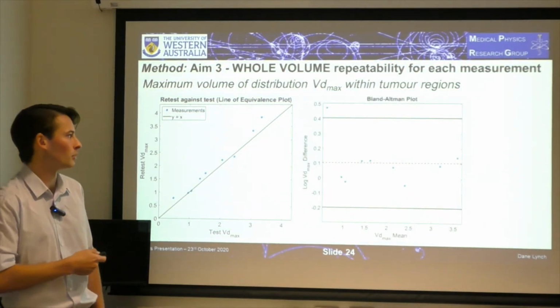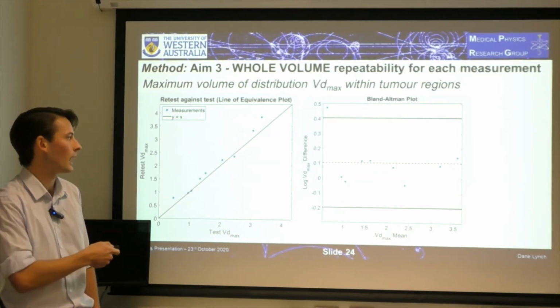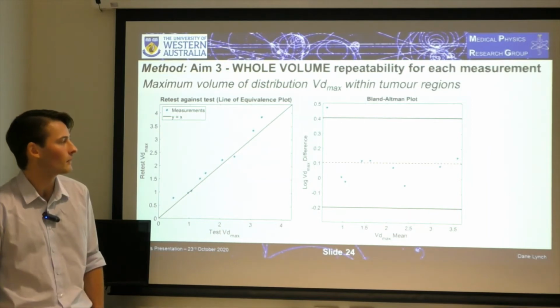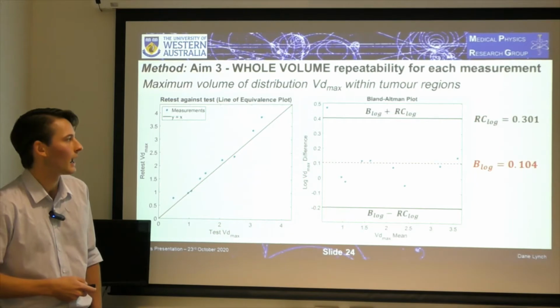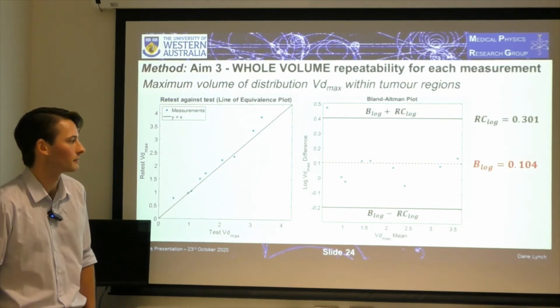Once we look at this equivalence plot, we can see that Bland-Altman analysis is sufficient, and we can form a Bland-Altman plot by plotting the log difference between the test and retest values against their means, shown by the blue points here. We then calculate the mean bias of these points and the repeatability coefficients, which bound the differences.